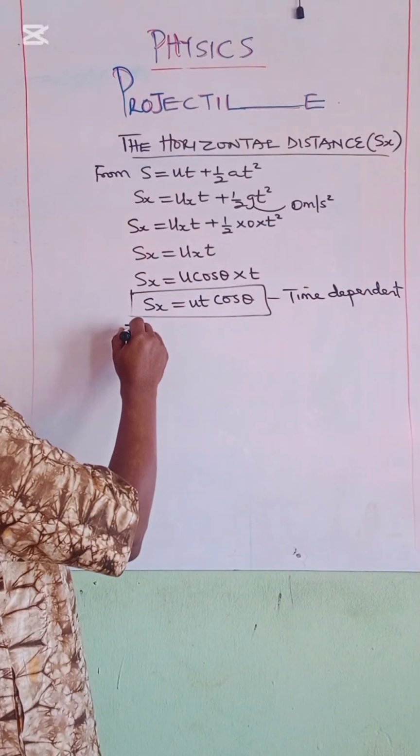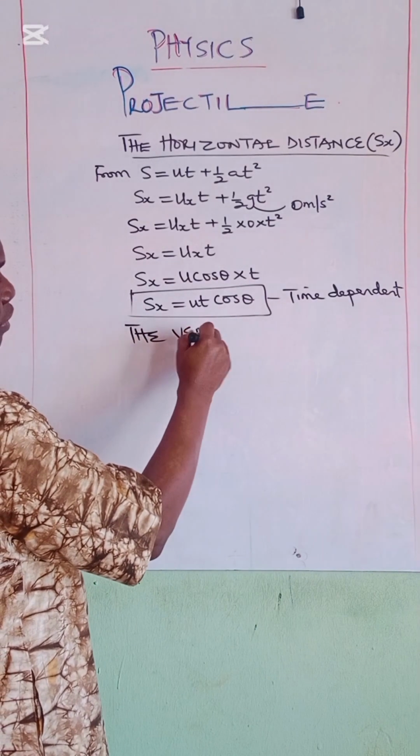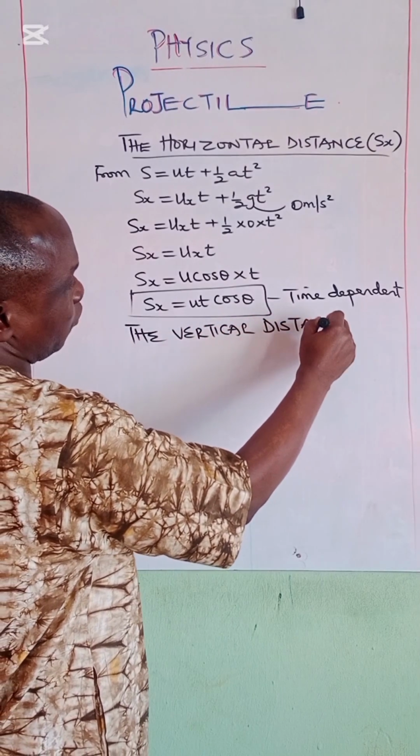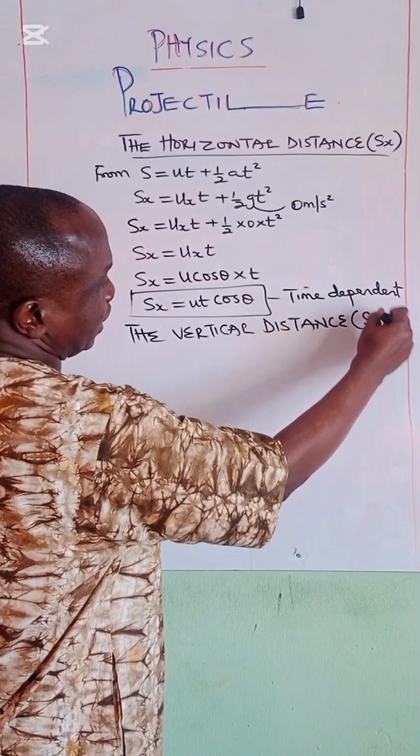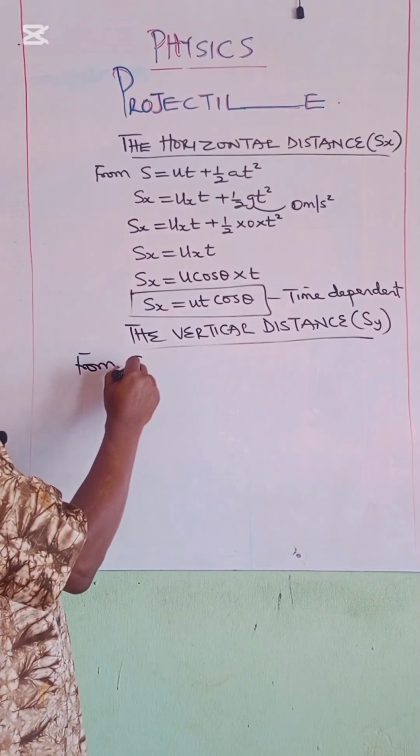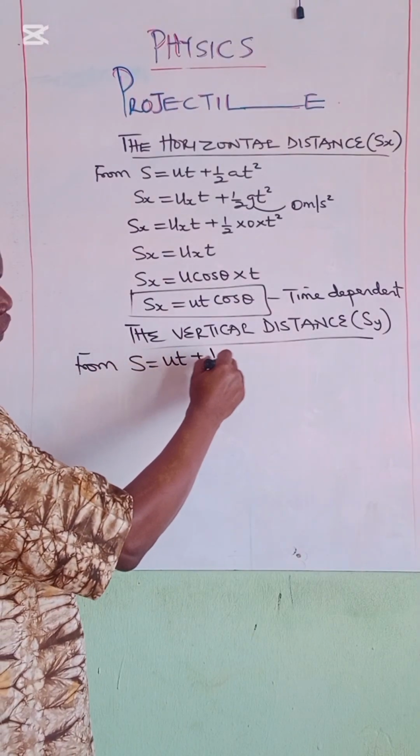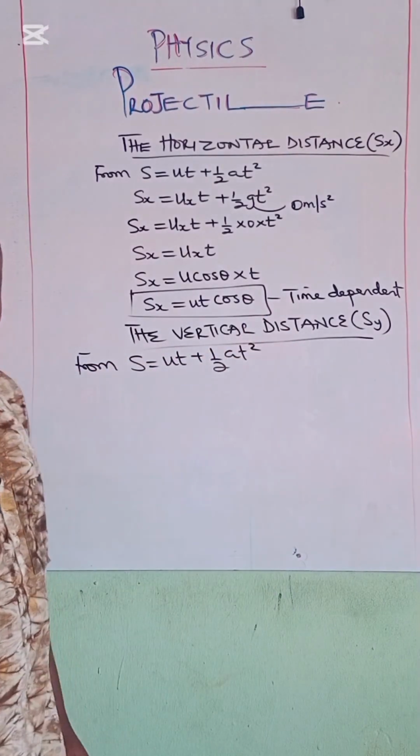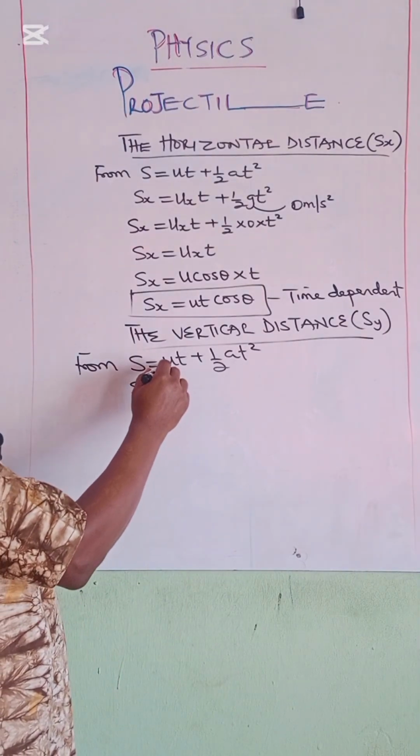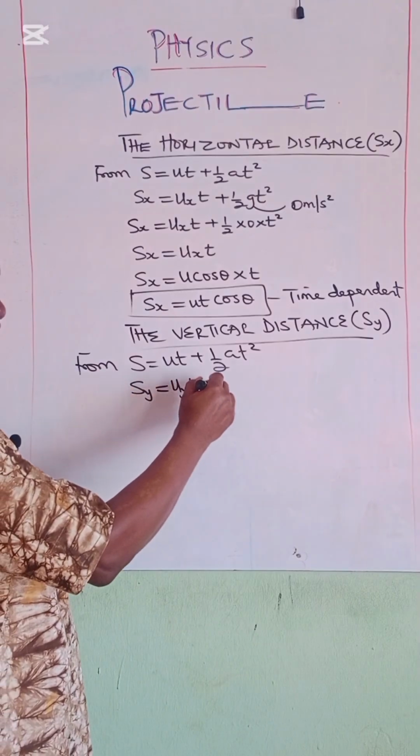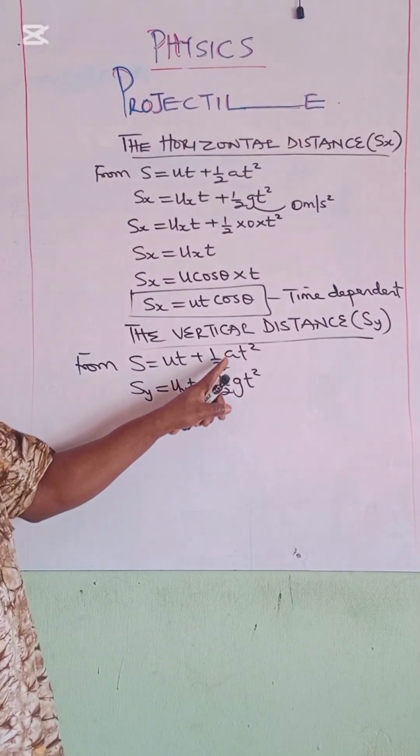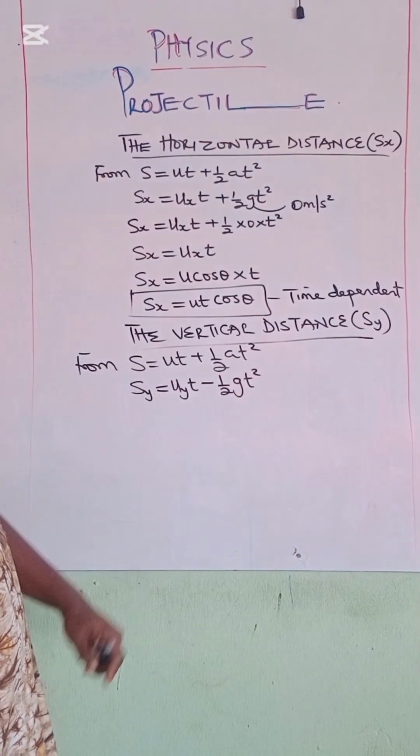So let's see the formula for the vertical distance. For vertical distance, we call it Sy. From the same equation of motion, s = ut + ½at², so far as we are talking of vertical, it will be Sy = uyt − ½gt². We are talking of vertical, so acceleration will be equal to −g. This is what we have.